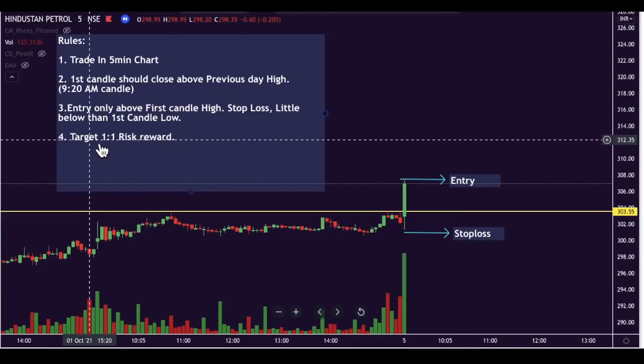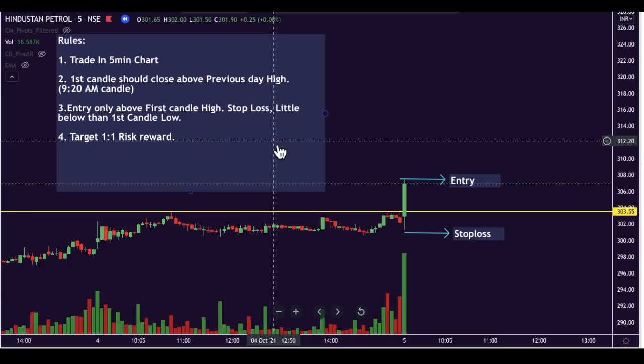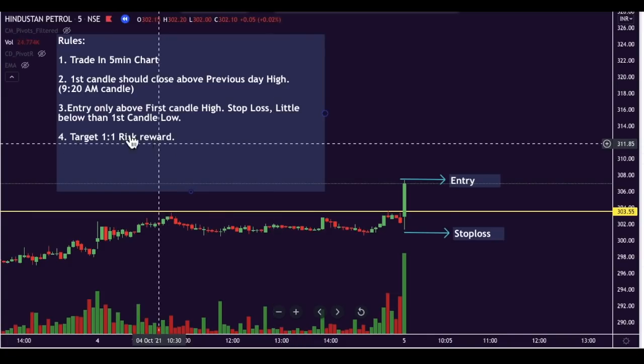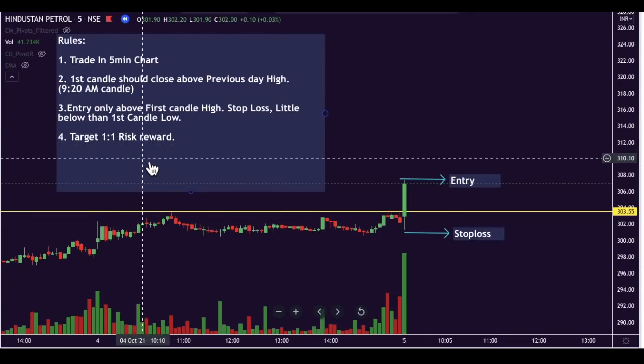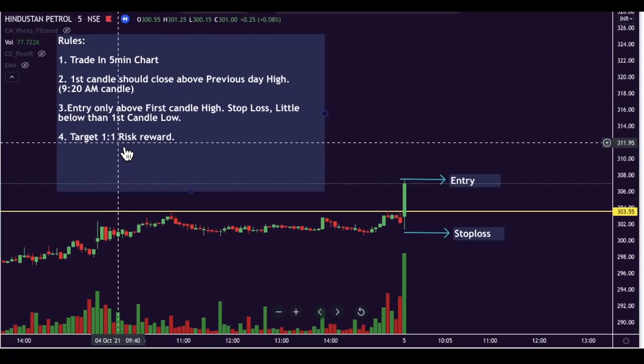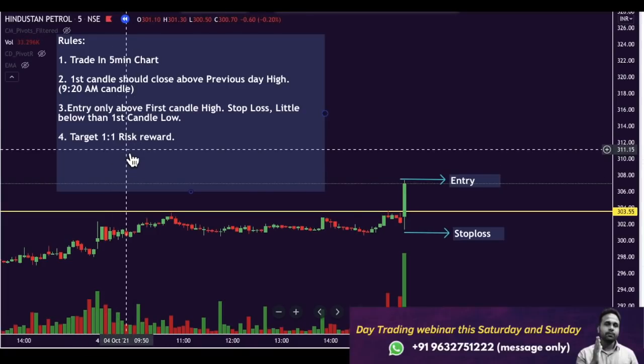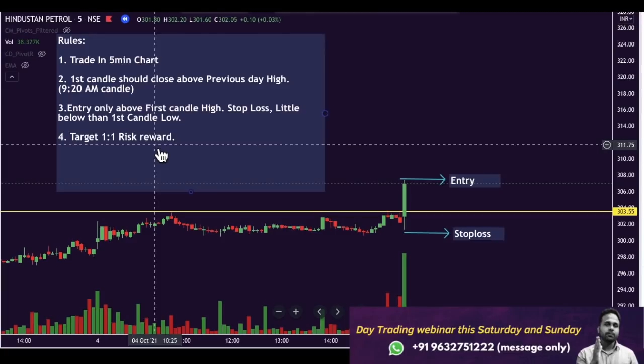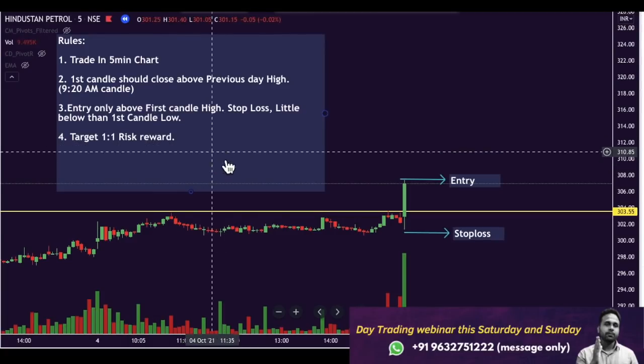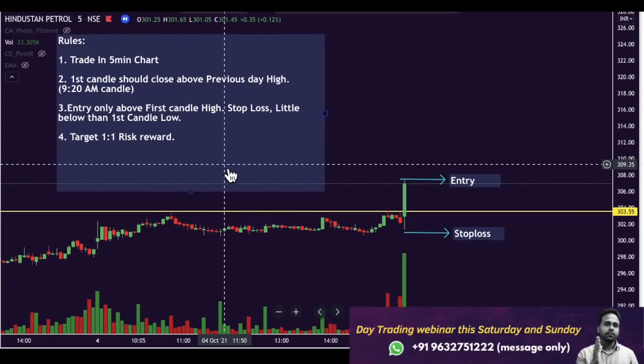Okay, now our target is 1:1 risk reward. So what is 1:1 risk reward? If I'm taking 1 rupee risk, my reward will be 1 rupee. Now some of you might think 1:1 reward is very low. Sticking to this 1:1 risk reward will significantly increase your success rate. Once the market goes to this level, you can easily trail your stop loss. Now as we move forward with this example, I'll give you more clarity about this.